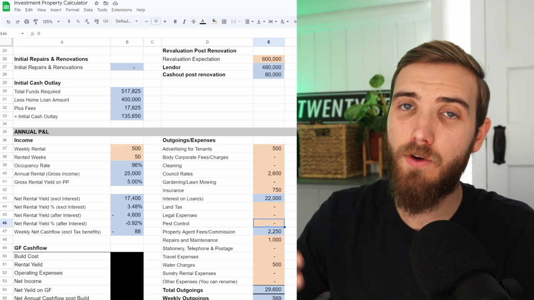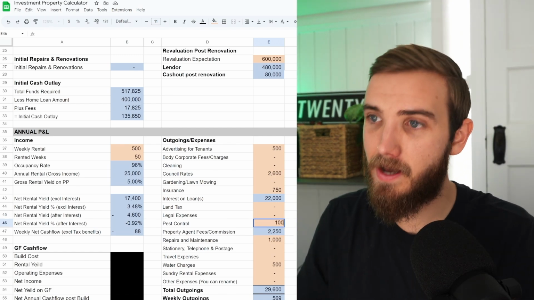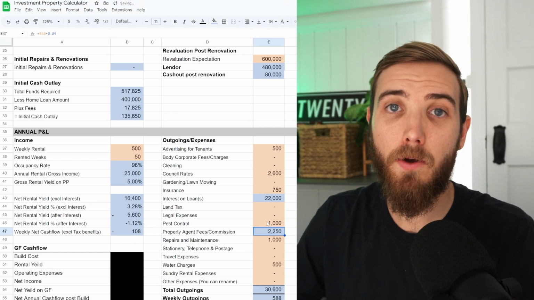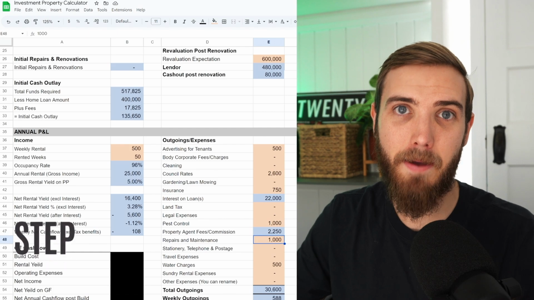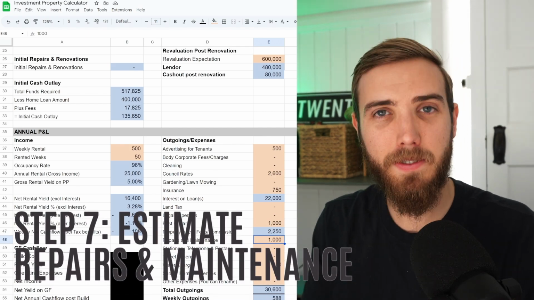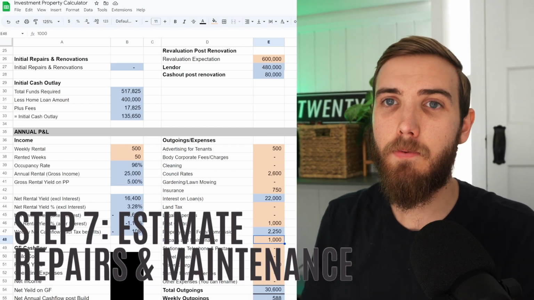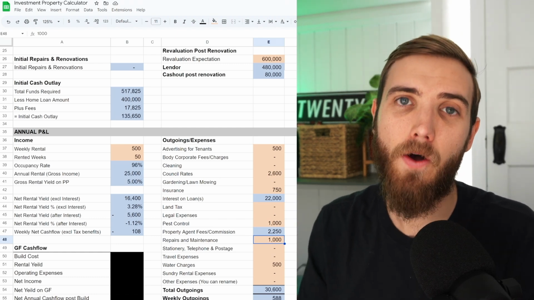You might get a pest treatment or a termite barrier. So you could put in $1,000 there for, say, a couple of spot treatments on termites. We've then got a budget of $1,000 for repairs and maintenance. Now, some people will say this budget's far too low. Some people will say it's too high. It just depends on the property.